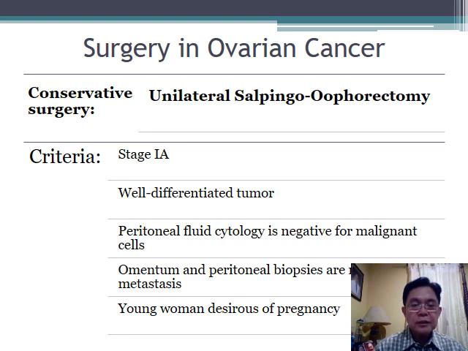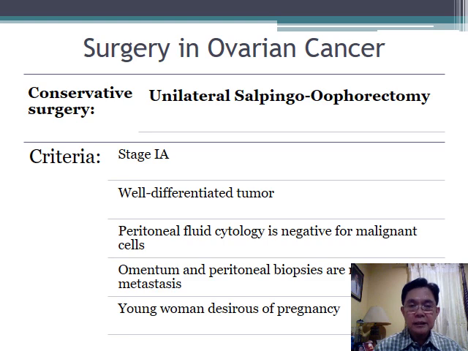So I mentioned previously that the surgical procedure of choice for ovarian cancer is total abdominal hysterectomy with bilateral salpingo-oophorectomy and tumor debulking. However, similar to borderline tumor or tumor of low malignant potential, you can also perform a conservative surgery involving a unilateral salpingo-oophorectomy. Again, the following criteria have to be satisfied.